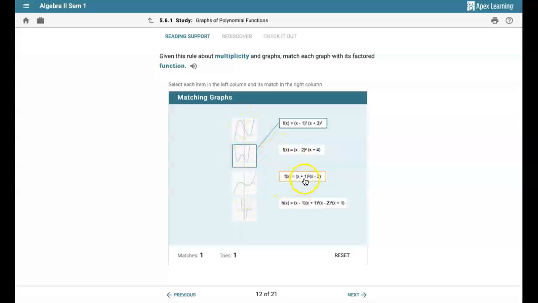So this is saying x plus 1 has a multiplicity of 2, right? So this is saying x minus 1 will have a multiplicity of 2. Whereas this one has its multiplicity at x equals 2. So pay attention to those minute differences here.